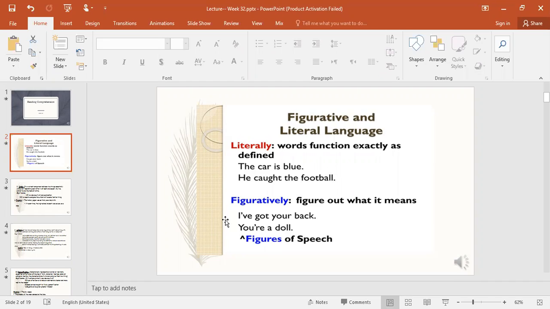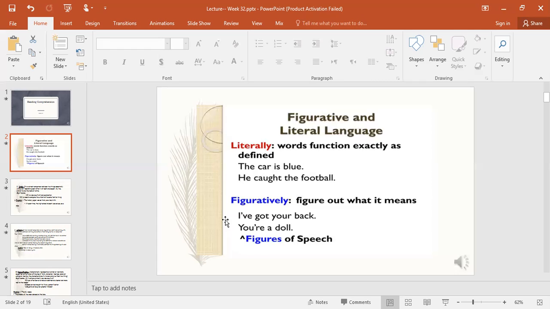When I say I've got your back, do I mean that I'm holding your back? No. What does this mean? That I'm sitting next to you in order to help you. Maybe, yes, I'm helping you, I'm protecting you, I'm here next to you, I'm supporting you, and so on. When I say you're a doll, does it mean that she is literally a doll? No. What does that mean? She looks like a doll. She is beautiful like a doll. She is cute like a doll, but it doesn't mean that she is a doll. So this is what we mean by figurative language.